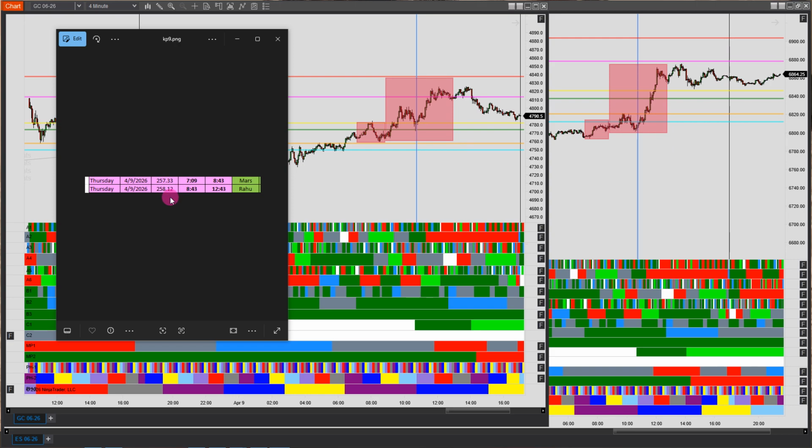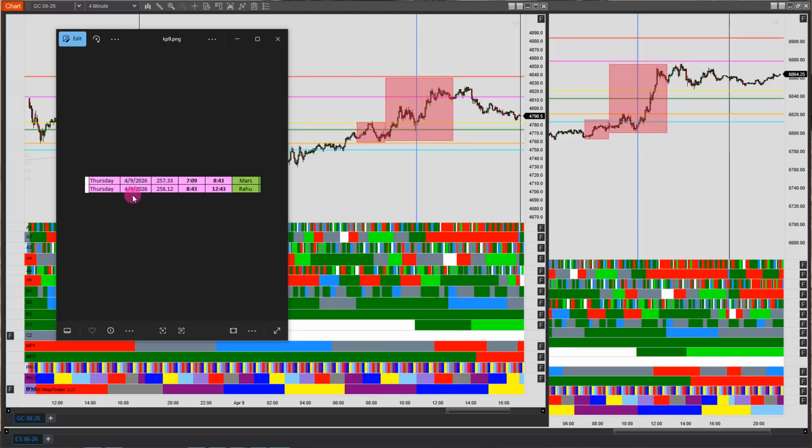Friday morning, April 10th, taking a look at the Vedic rainbow here along with the pH key segment. I've got the GC gold chart 4-minute on top of the ES chart 4-minute, which is on the right. Both have the rainbow configuration. It's the same thing on both charts.